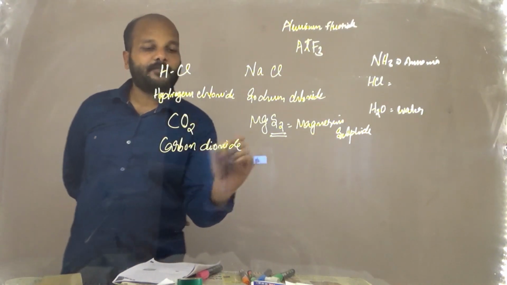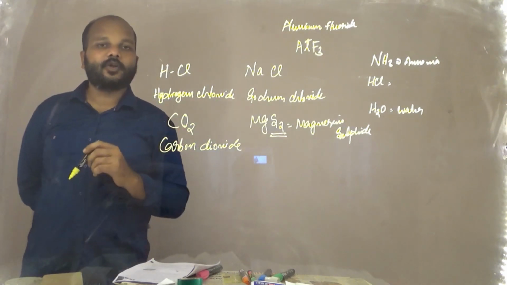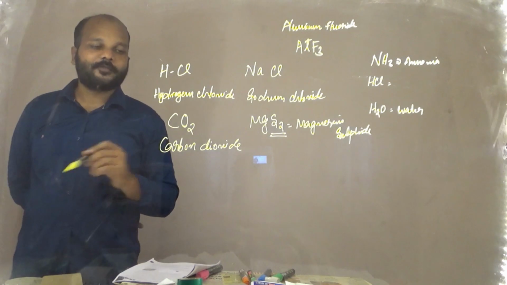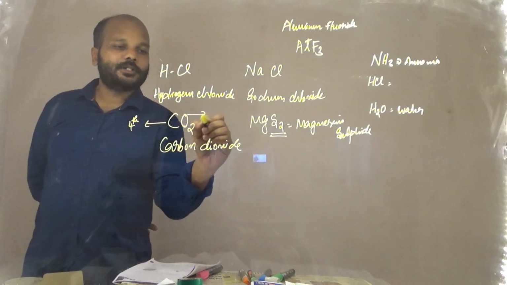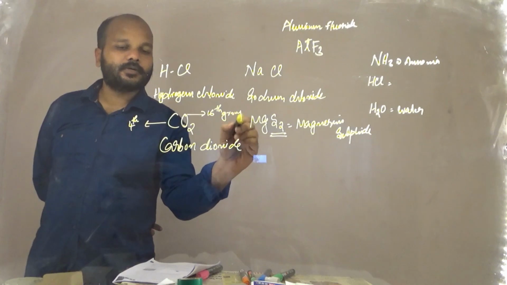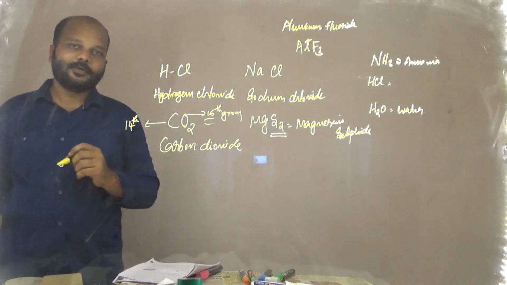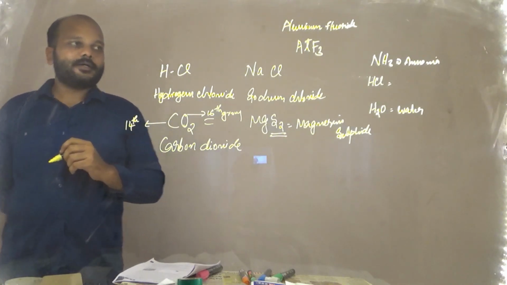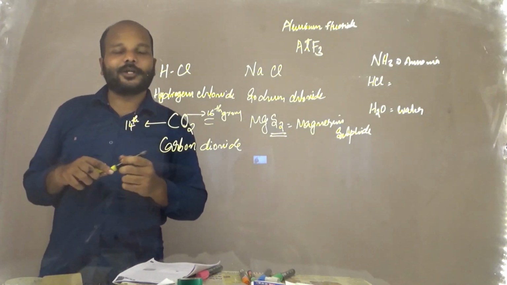The one which has the lower group number is supposed to be written first. For example, carbon is in the 14th group, and oxygen is in the 16th group. That is how the compounds are given names.